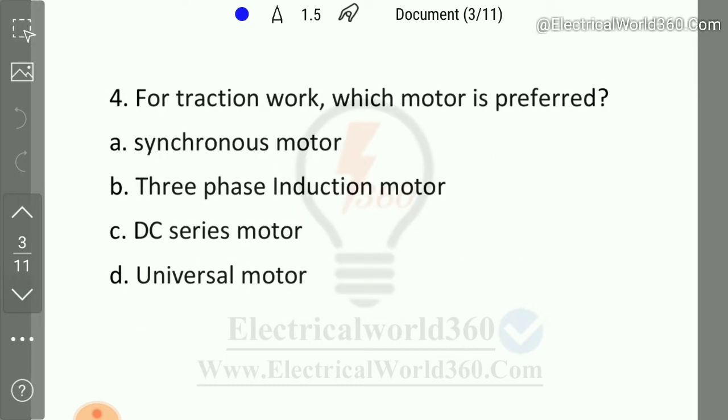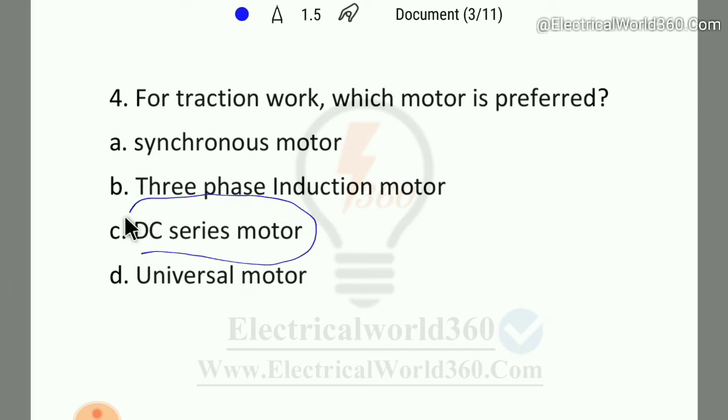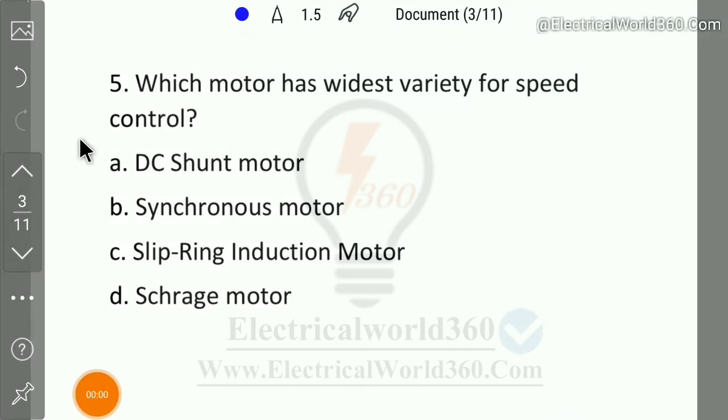Coming to the next question again, for traction work, which motor is preferred? So as we know, for traction, DC series motor is used. Why is DC series motor used? Because DC series motor is used where high starting torque is required.